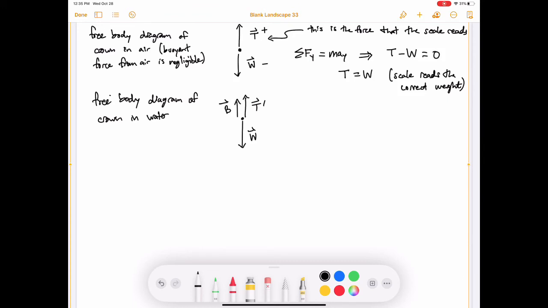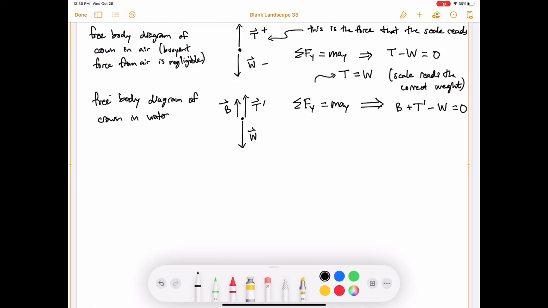That's the free body diagram now. So again, we'll apply Newton's second law in the y direction, and we'll get, okay, buoyant force is going up, that's positive. T prime also going up, and then weight going down, and all of that is equal to 0. So we have B plus T prime minus W is equal to 0. But here's the thing. As we just said earlier, the tension in the first instance, T, is equal to W.